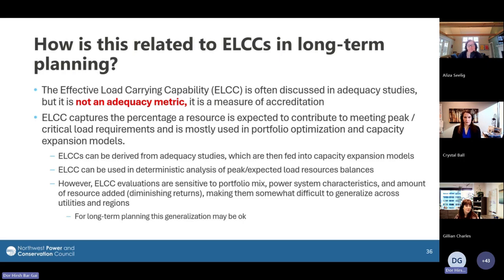For long-term planning, it's still okay to use, but you're not going to use the ELCC from an adequacy study to make your final decision on what resource to actually buy. It is giving you the high-level perspective on how to credit your resources from the portfolio optimization. Is there a question or did I miss something? Okay. We'll get back to ELCCs. Again, many of you report them in your IRPs, but they are not an adequacy metric. They could be derived from adequacy studies, but they are not a metric.